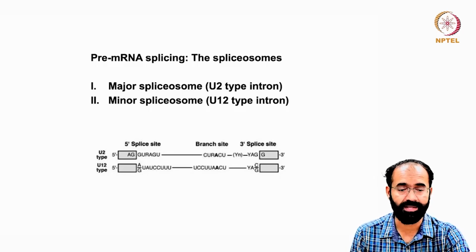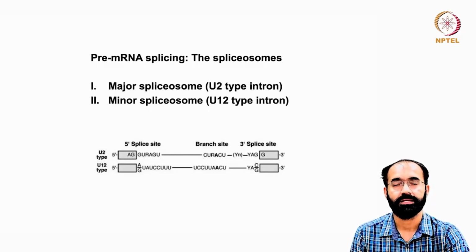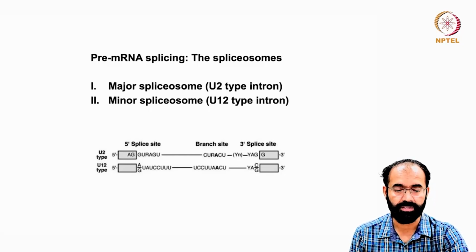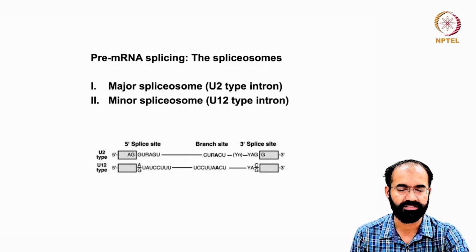In the U12 type, you have a slightly different sequence. Every intron starts with GU, but here it can be AU also. GU can be AU, no other base is allowed. And for the rest of the sequence, as you can see here, it can be AUA or GUA.